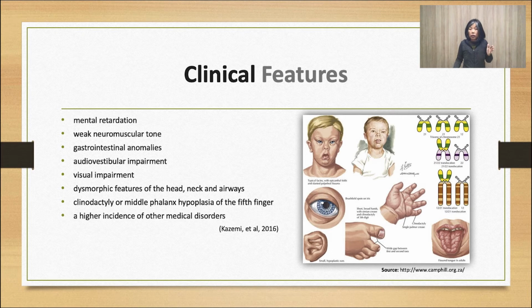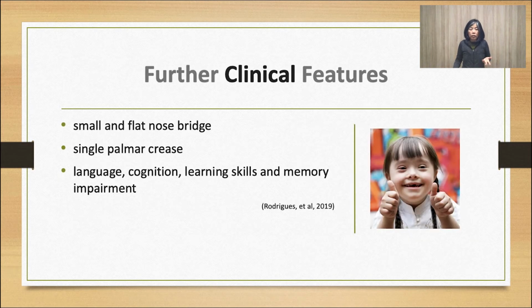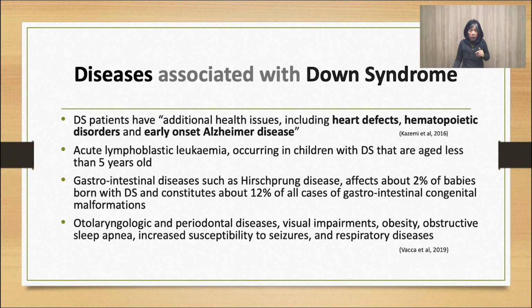Next we move on to the clinical features. They include mental retardation, weak neuromuscular tone, gastrointestinal problems, audiovestibular impairment, visual impairment, dysmorphic features of the head, neck, and airways, and a higher incidence of other medical disorders. Quite often you can see in Down syndrome children the small and flat nose bridge, the single palmar crease, and difficulties with language, cognition, and learning memories.